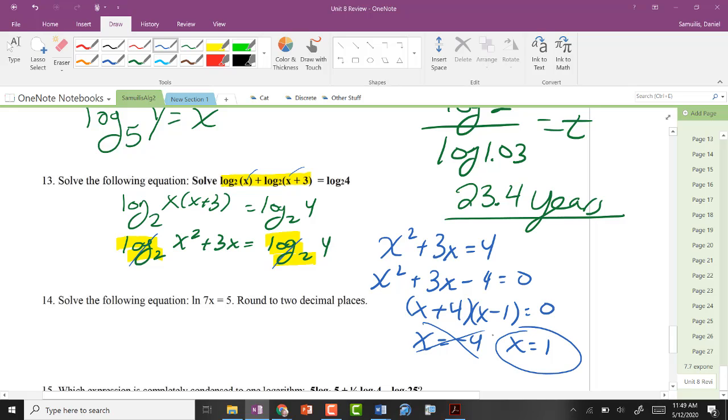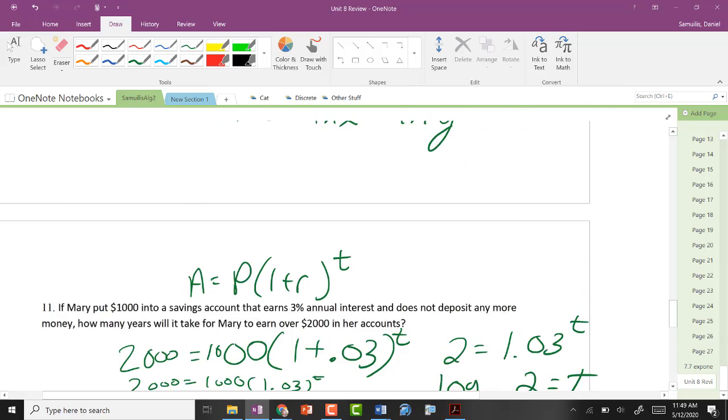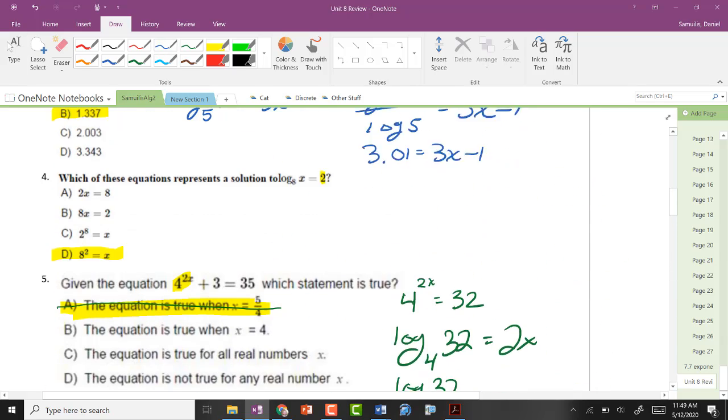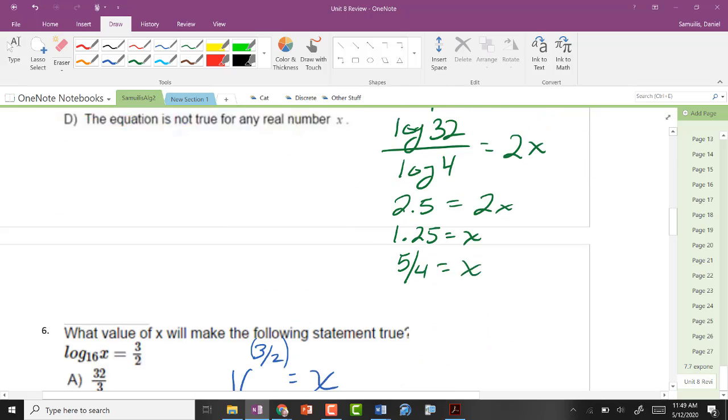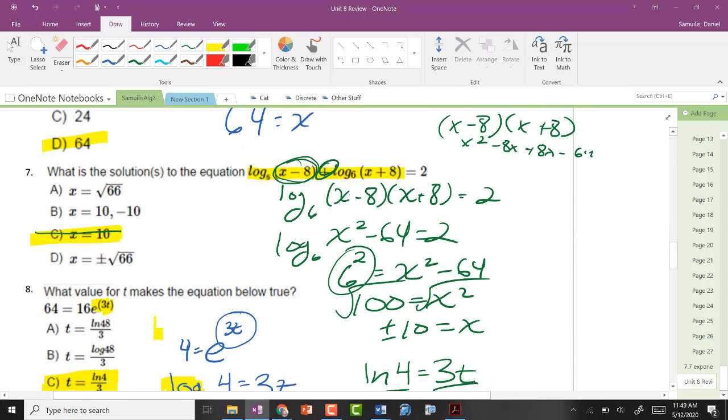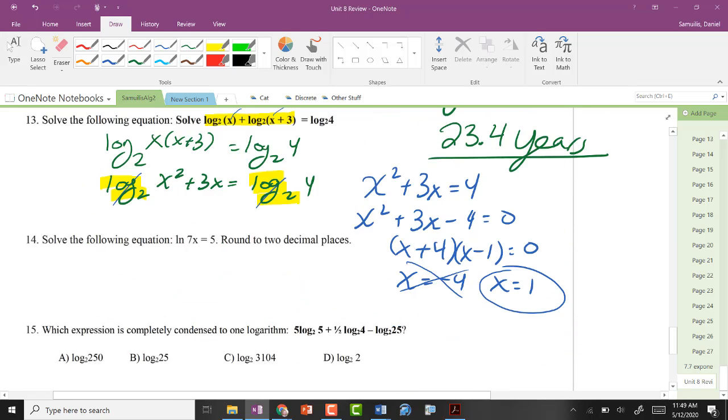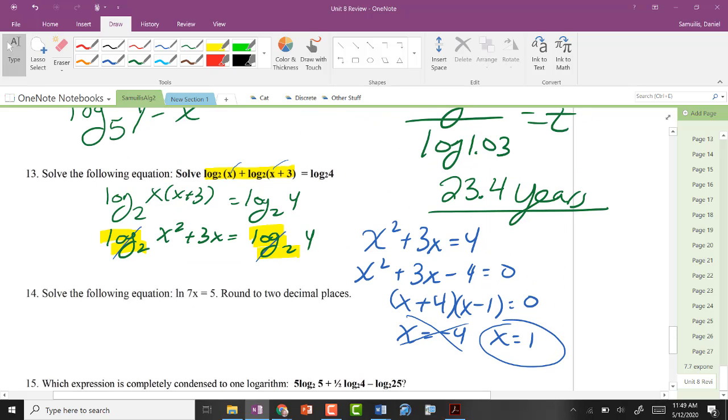Okay, I'm going to point out again the difference between this one and back up here to number, where was it? There it is, number 7. Again, this one we cannot just drop the logarithms because I don't have a logarithm over here. So I had to condense and convert. But when it's one to one, it's a nice condense and drop.